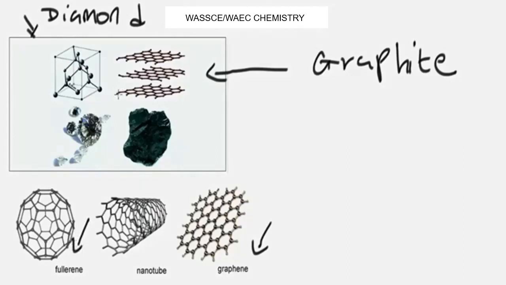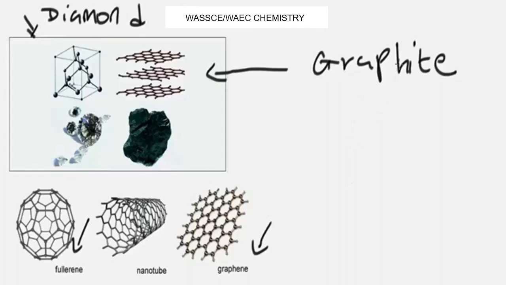Now let's look at the basic properties of a diamond. A diamond is a very hard substance, and it has a high melting point. A diamond does not conduct electricity because it has no free electrons or ions. Take these 3 properties of a diamond: it does not conduct electricity because it does not have free electrons, it has a high melting point, and it is very hard. Note again that a diamond has an octahedral shape, in case you're asked.